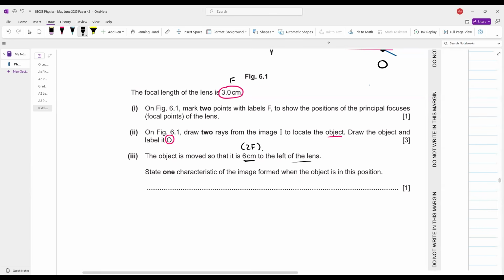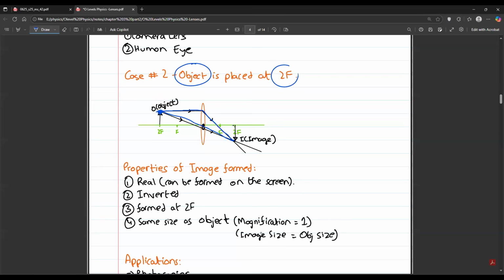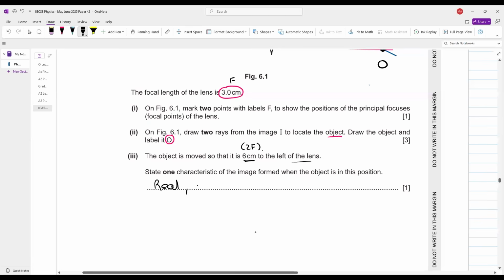State one characteristic of the image formed. यहाँ पे आ जाओ. अगर आप ऑब्जेक्ट को 2f पे रखोगे तो हाउ विल योर इमेज लुक लाइक? रियल, इन्वर्टेड एंड ऑफ द सेम साइज. यू कैन राइट एवरीथिंग. रियल, इन्वर्टेड एंड ऑफ द सेम साइज.